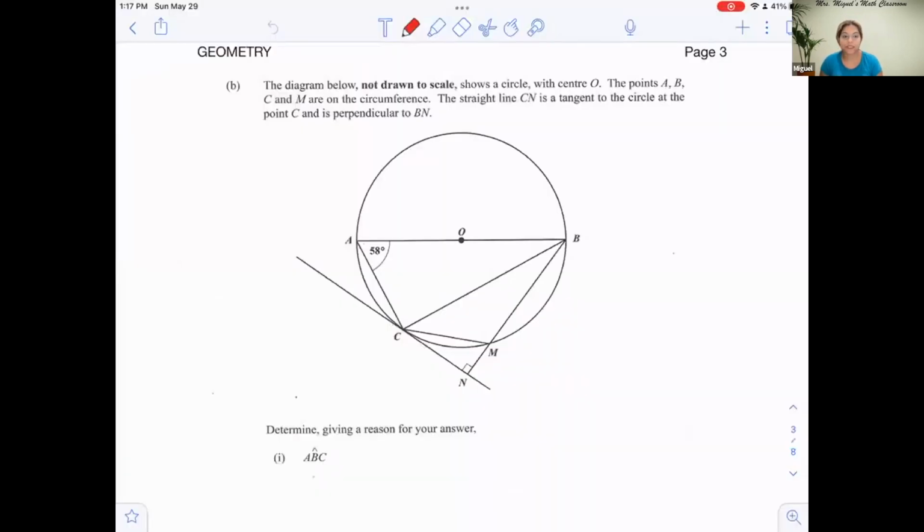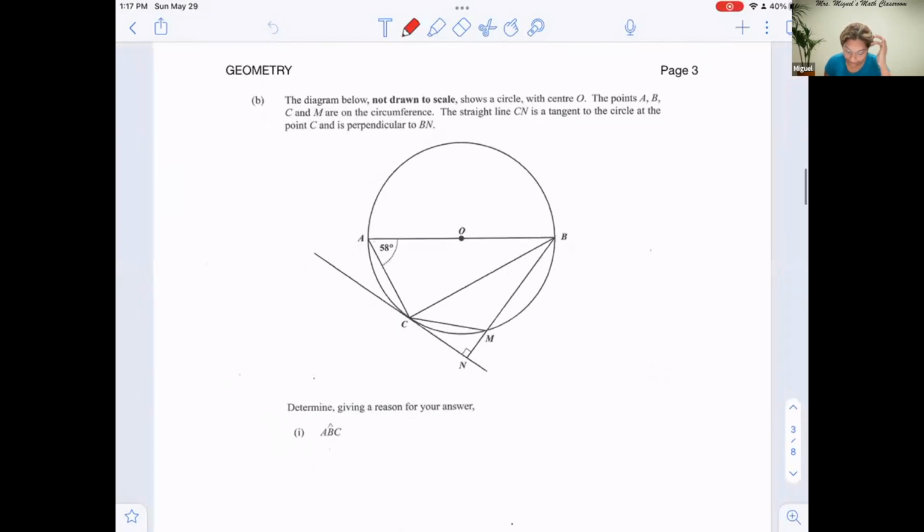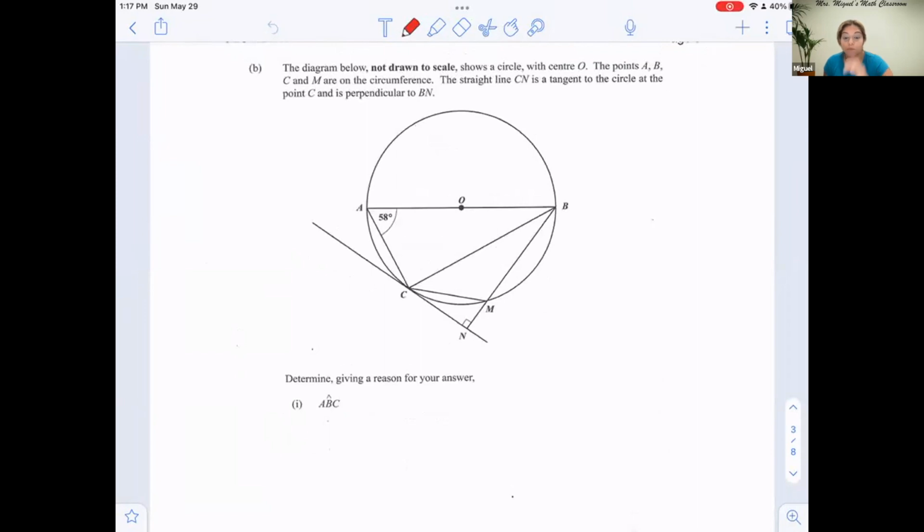All right, let us read the question. The diagram below, not drawn to scale, shows a circle with center O. The points A, B, C, and M are on the circumference. The straight line CN is a tangent to the circle at the point C, and it's perpendicular to BN. Determine, giving a reason for your answer, angle ABC.